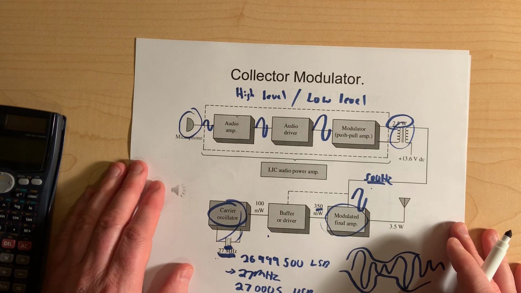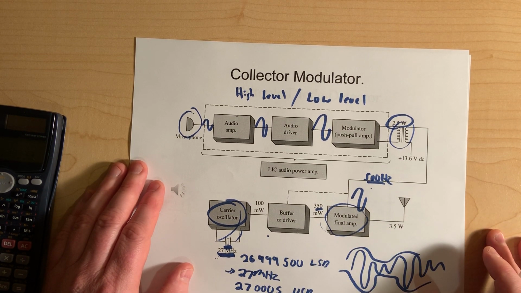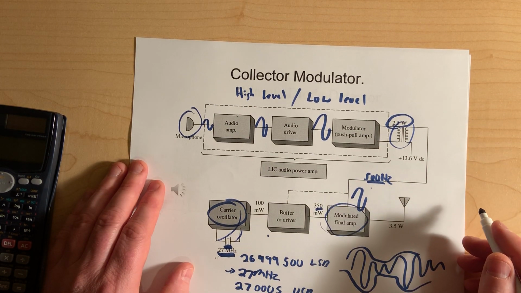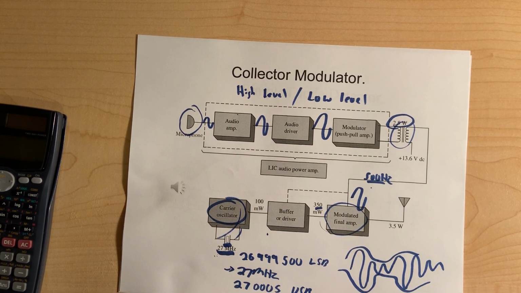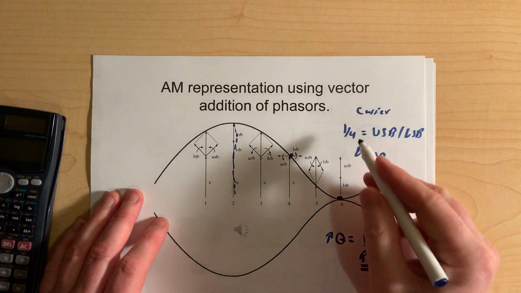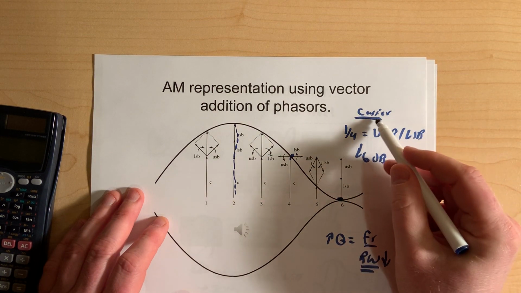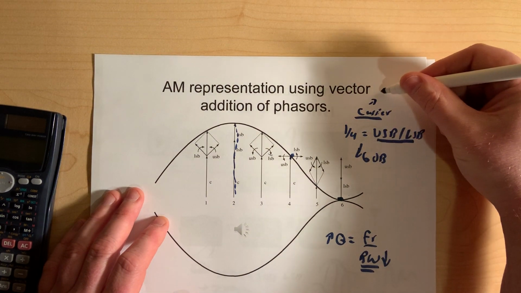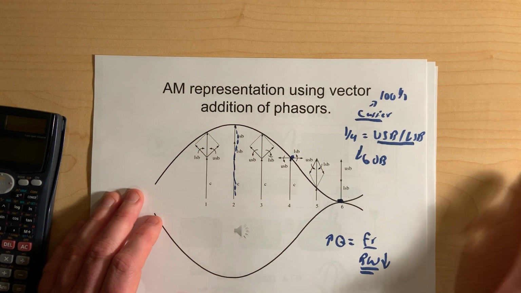Now, I asked the question, if we have 100% modulation. Maybe I should have made that a little bit more clear when I presented it. Sorry, just to be clear, when I talked about the upper and lower sidebands being a quarter of the carrier, that is only at 100% modulation.